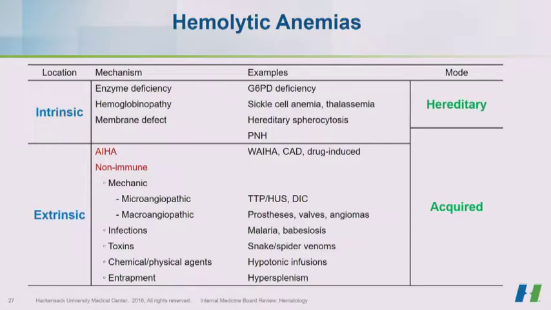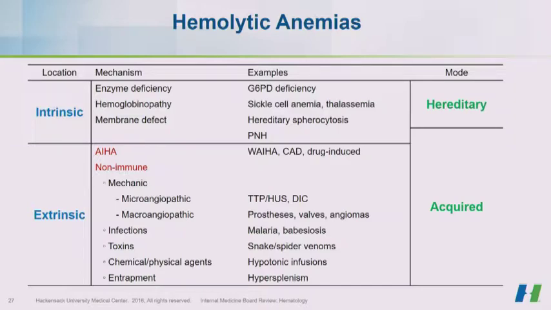Among the intrinsic ones, you should memorize 3 major possible defects and 1 or at most 2 examples for each one of them. You can go wrong with some enzymes in the red blood cell, and the prime example is G6PD deficiency. You can have defects on the membrane of red blood cells, and a good example here is hereditary spherocytosis, or you can have defects in the hemoglobin chains themselves. The 2 major examples here are thalassemias, obviously, and sickle cell anemia. And I think that's all you need for the boards to cover the intrinsic hemolytic anemias.